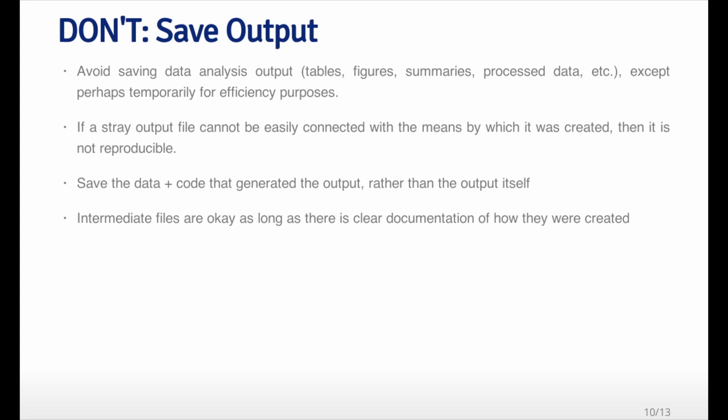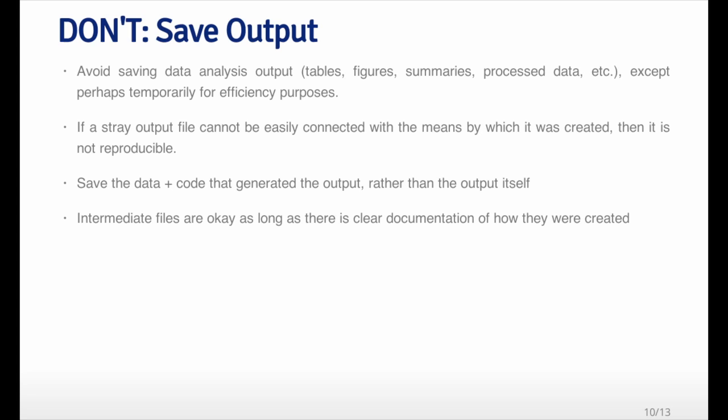Because a stray output file that's just sitting in your project directory, if you don't know where it came from or how you produced it, is not reproducible. And if it's not reproducible, it's almost not worth saving at all, because you'll always be wondering how you got those numbers or how you made that figure. So rather than save a piece of output like a table or a figure, it's better to save the data and the code that generated that table or figure, right? That way you can always reproduce whatever type of output you need.